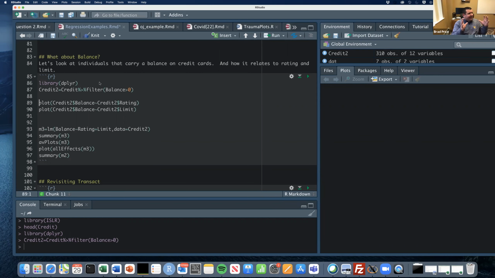So that first statement, that given you have a balance, restricts everybody we're talking to. It says, look, I only care about people who carry that monthly balance. I don't care about anybody else. And then what I want to do is start looking at how credit limit relates to balance, and how credit rating relates to balance. Now, these are the two plots we left off with last time.